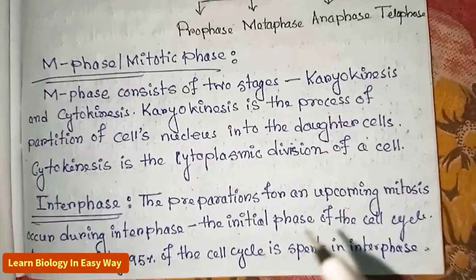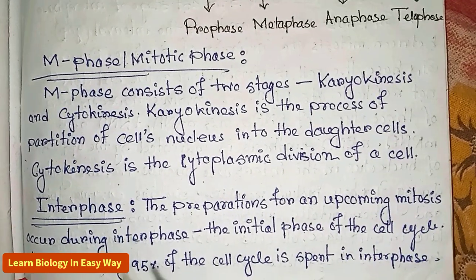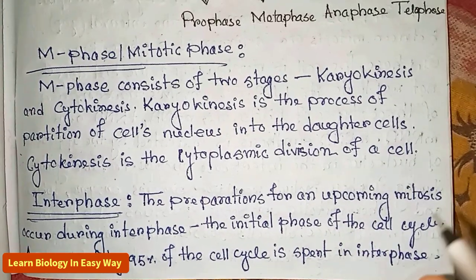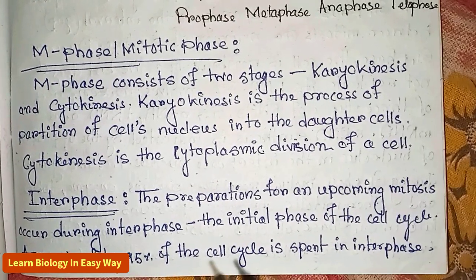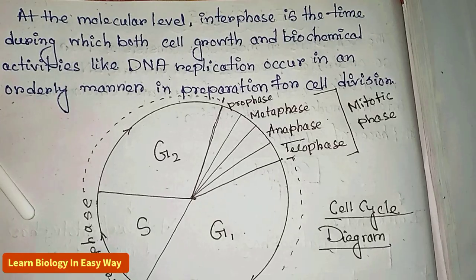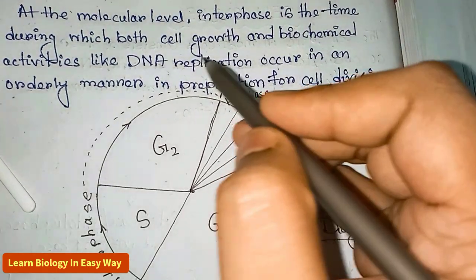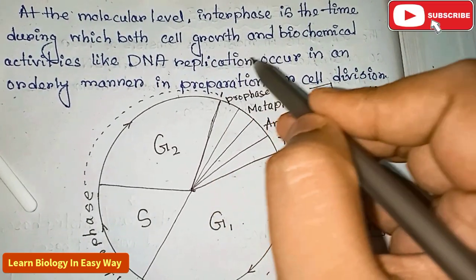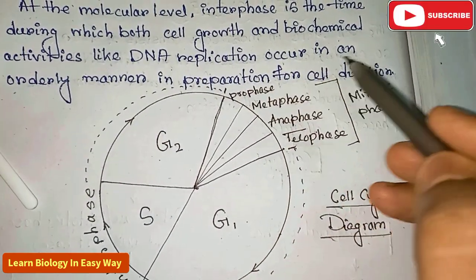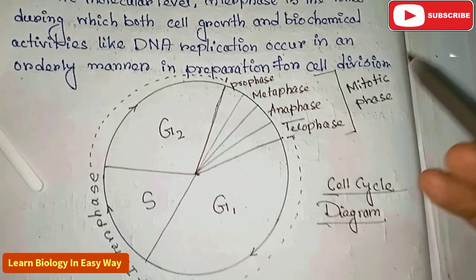Interphase. The preparation for an upcoming mitosis occurs during interphase, the initial phase of the cell cycle. Approximately 95% of the cell cycle is spent in interphase. At molecular level, interphase is the time during which both cell growth and biochemical activities like DNA replication occur in an orderly manner in preparation for cell division.